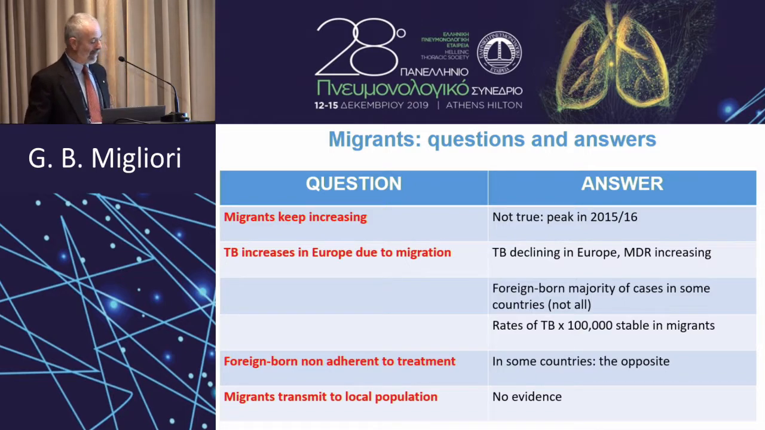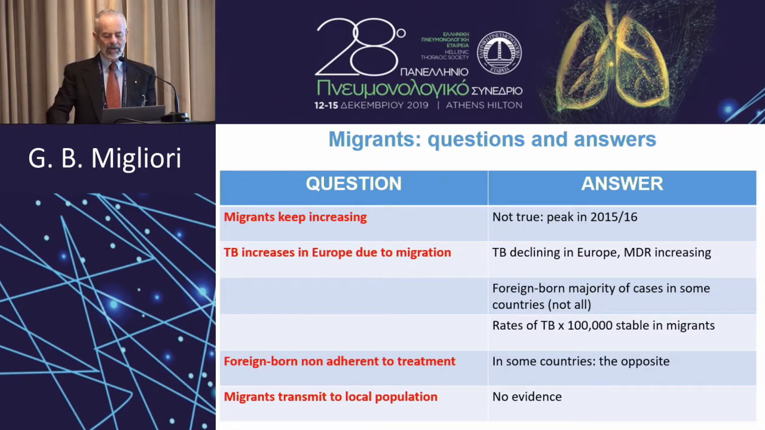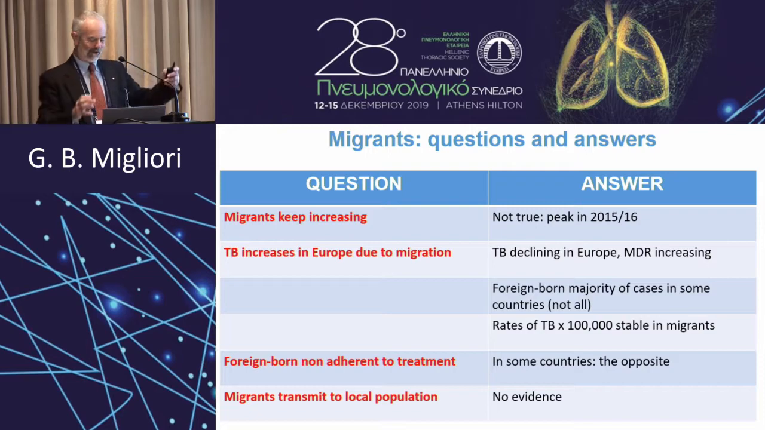So are migrants increasing? Basically, it's not fully true because there was a peak in 2015, 2016 in Europe, but in Greece, they are increasing. You will see why, because the situation is very, very flexible, is changing every month, let's say. Is TB increasing in Europe due to migration? Basically, in Europe, TB is declining. Katerina has shown the slide. And globally it is a little bit increasing, particularly because of the former Soviet Union countries.